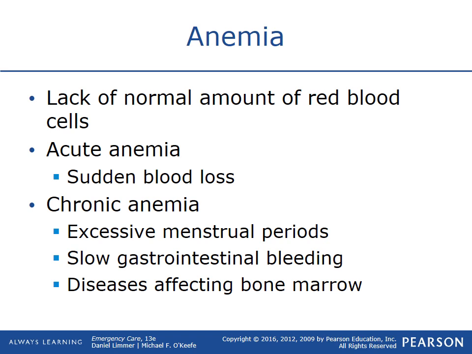Anemia is a lack of a normal amount of red blood cells. You can have acute anemia. Anything acute is sudden. So acute anemia is a result generally of a sudden loss of blood. A chronic anemia, chronic is anything that's long-term. Excessive menstrual periods over a long period of time can cause anemia. A slow bleed in their GI system, in their stomach, can cause chronic anemia. Diseases that affect bone marrow can cause chronic anemia.